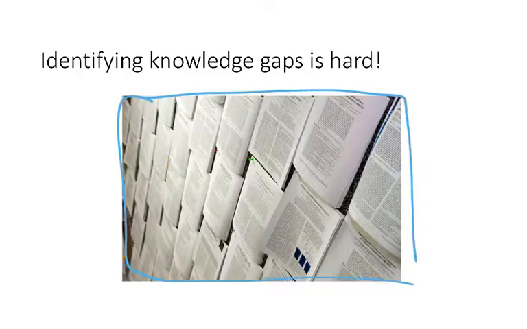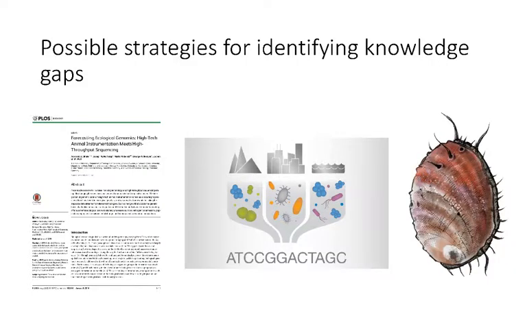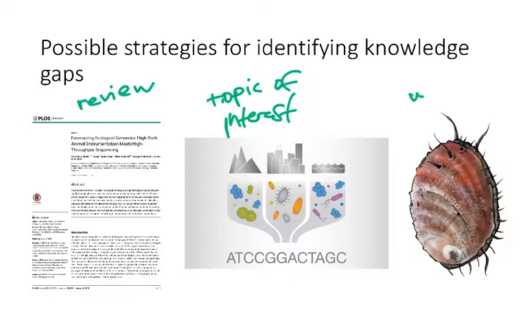So what I'm going to do in this module is give you a couple of possible strategies for how to identify knowledge gaps. And these strategies are going to differ in your starting point. You have to start from somewhere, right? So what I'm going to suggest is that you use several different starting points. On the left, I'll go into each of these in more detail in the rest of this video, but you can start with a review paper, you can start with a topic of interest, or you can start with an urgent issue.